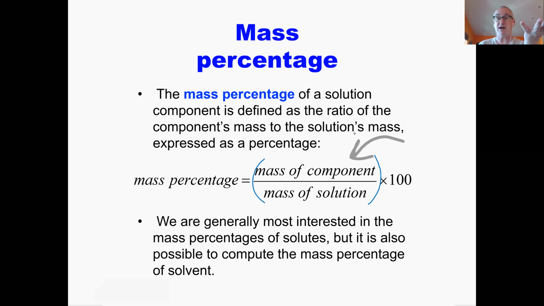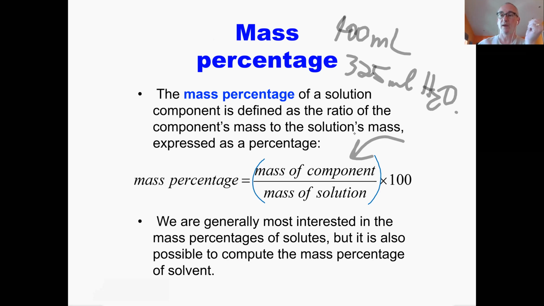So if it's a really concentrated solution, I think on the test there was a question where it had 400 milliliters of solution, but only 325 milliliters of it was water. So the volume of the solution is 400 milliliters, but the volume of the solvent is only 325. It's important that you separate those two things, because some people were confused by that and thought that because there's 325 mL of water, that would be the volume of the solution.